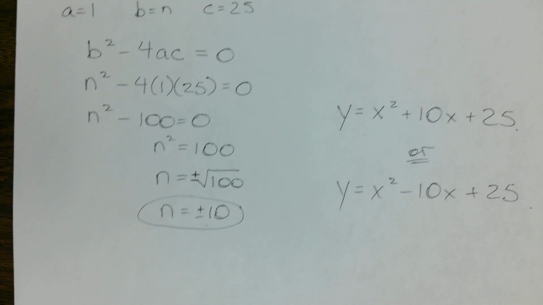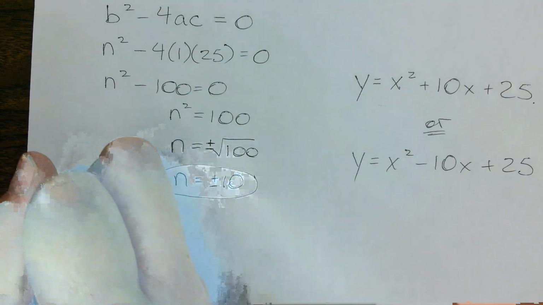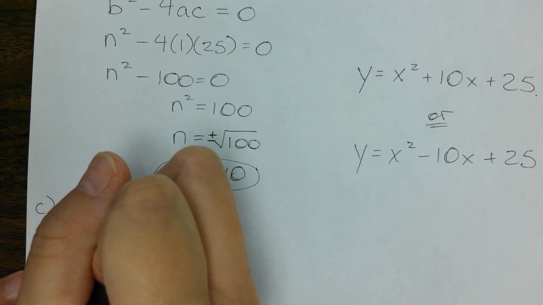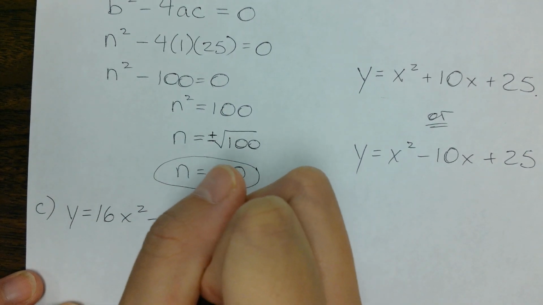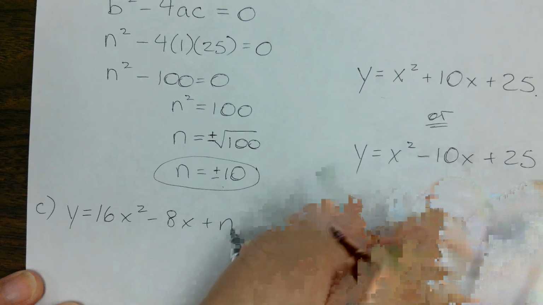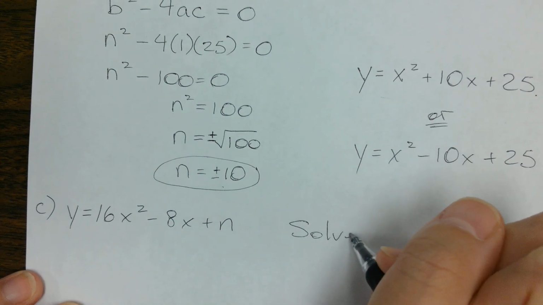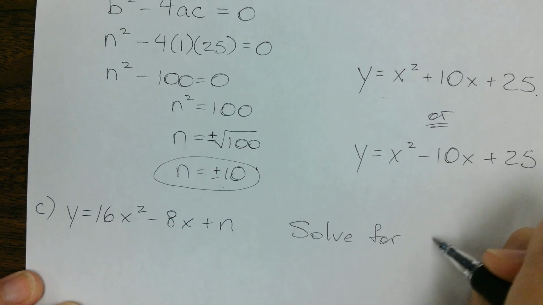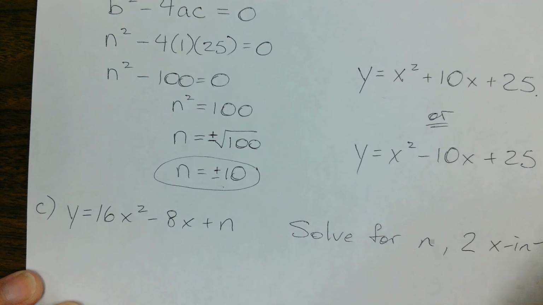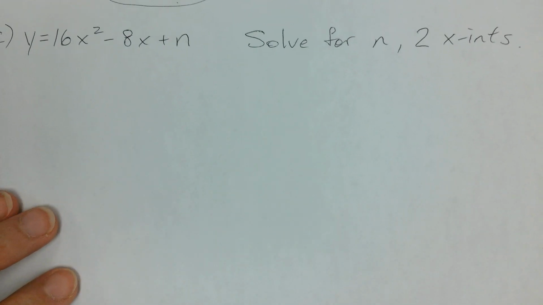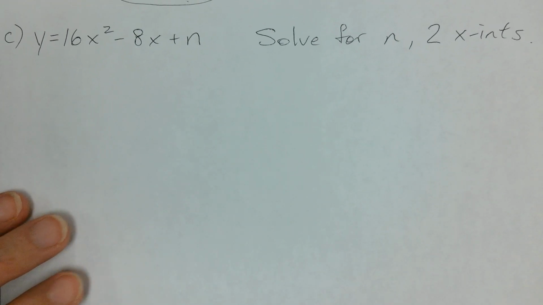I'm going to switch it up a little and do C. y equals 16x squared minus 8x plus n. This time, I want you to solve for n so that I get two x-intercepts. I just changed the question up a little bit for C.